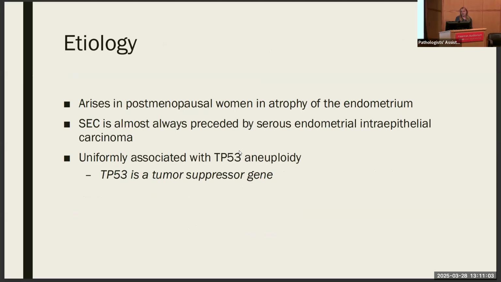So the etiology of serous endometrial carcinoma: it arises in women with atrophy in the endometrium. It's almost always preceded by serous endometrial intraepithelial carcinoma, and it's uniformly associated with TP53 aneuploidy, which just means this TP53 gene is mutated. And TP53 is a tumor suppressor gene. It's also known as the guardian of the genome. And when this is mutated, we can have some really bad malignancies occur, and the cell cycle becomes pretty unregulated.